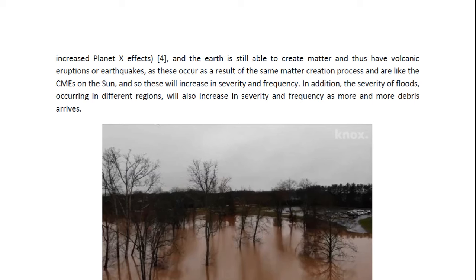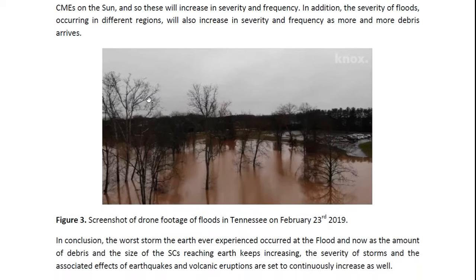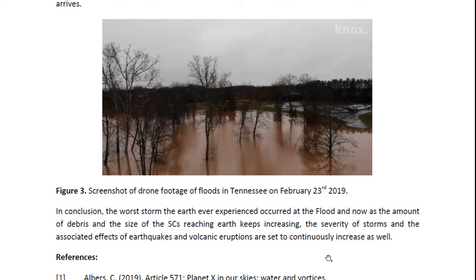In addition, floods occurring in different regions will also increase in severity and frequency as more and more debris arrives. And here you see a screenshot of drone footage of floods in Tennessee, and this is from yesterday, February 23rd, 2019. So in conclusion, the worst storm the Earth ever experienced occurred at the flood.